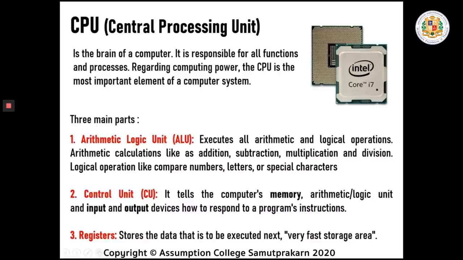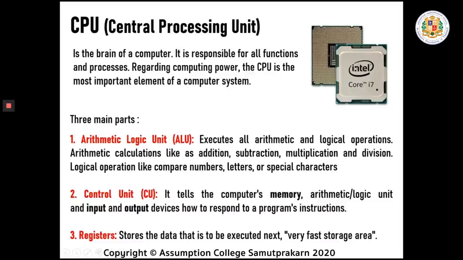Okay, what is CPU? Abbreviation CPU means central processing unit. Okay, what is central processing unit? It is the brain of a computer. It is responsible for all functions and processes regarding computing power. The CPU is the most important element of computer system. Okay, computer can do computing power. Yes, because it can calculate millions of computations, because computer cannot be wrong. Computer is always accurate.